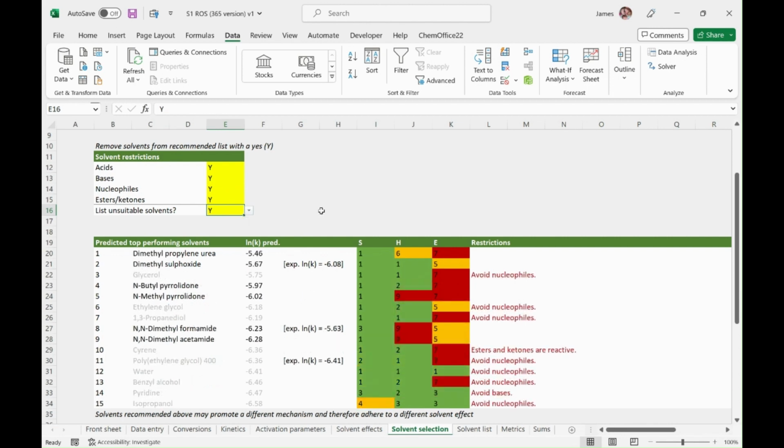If you wish, you can then also look at the solvents which have been excluded. Now you see there are some alcohol solvents. We've excluded these because they are nucleophiles.